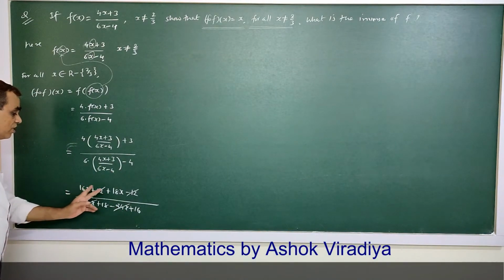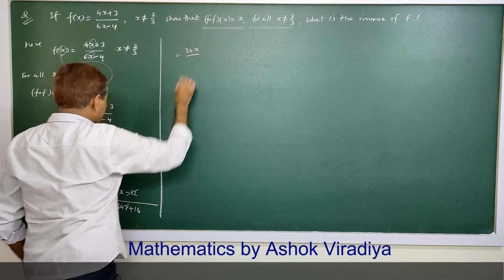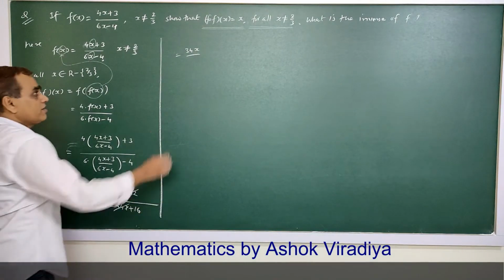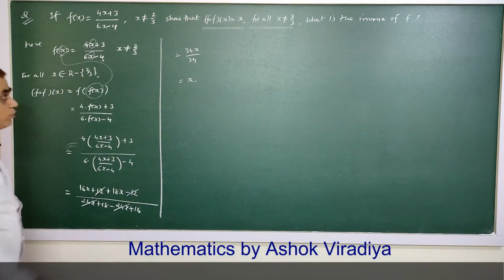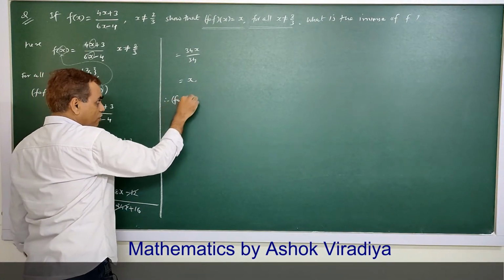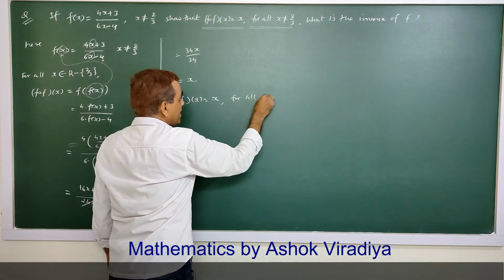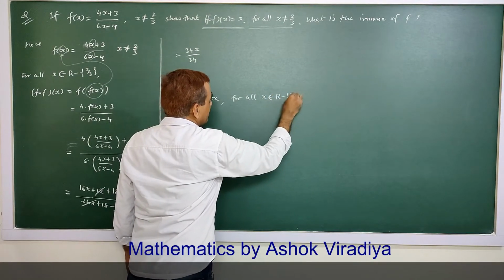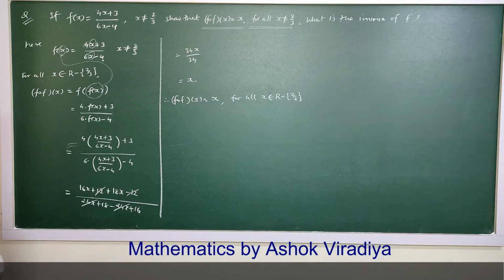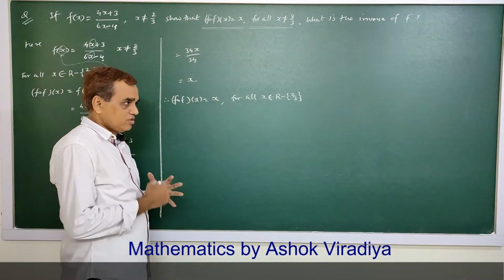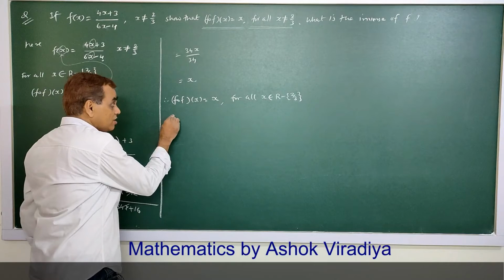So it is 34x upon (18 plus 16) 34, so it is x. So what is proved? f of x is equal to x for all x belonging to real numbers except 2/3. This is the identity function. f of x equal to x is the identity function.